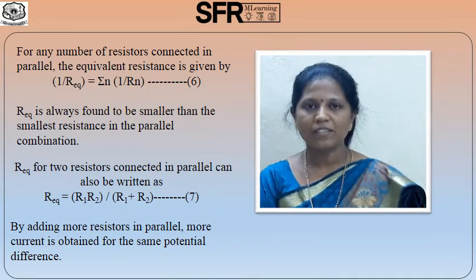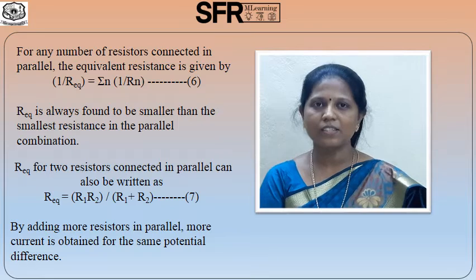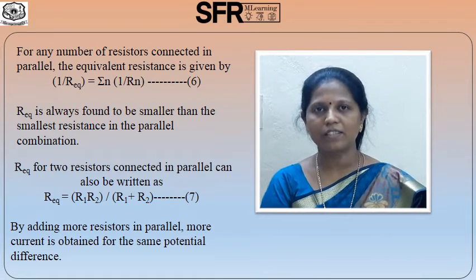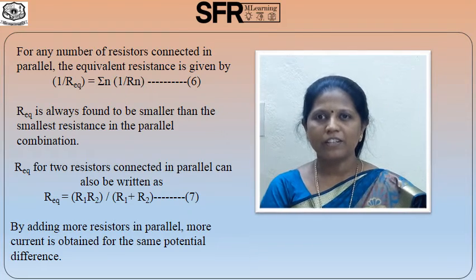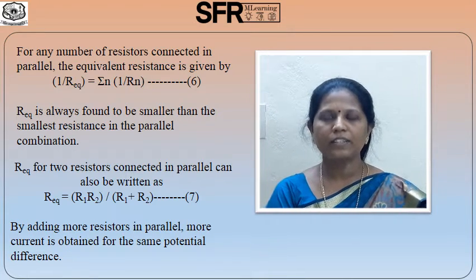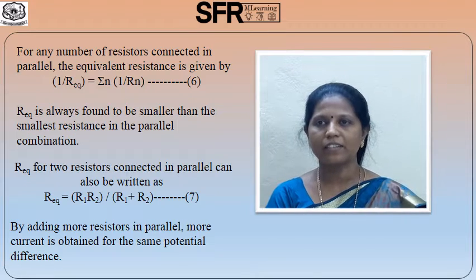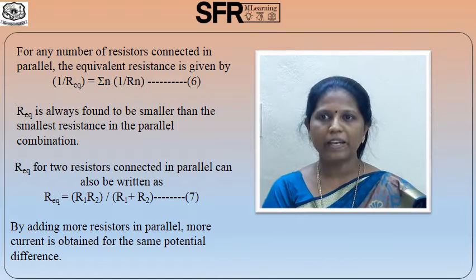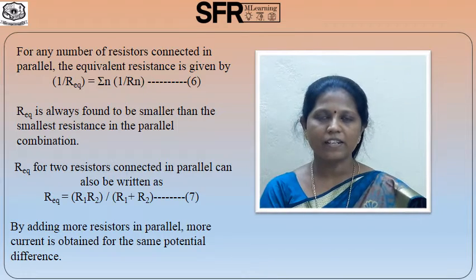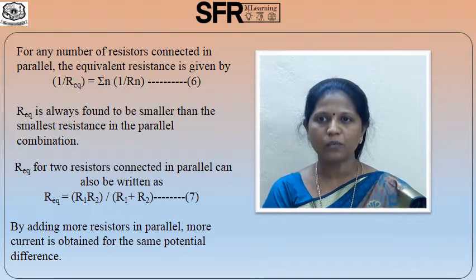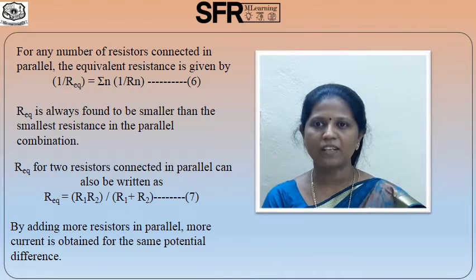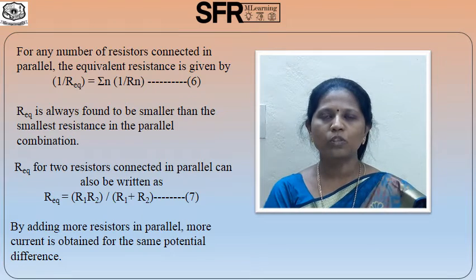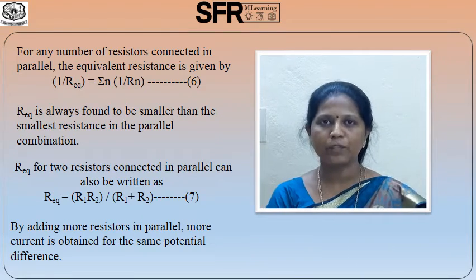For any number of resistors connected in parallel, the equivalent resistance is given by the reciprocal of the sum of the reciprocals of the resistances connected in the circuit. Req is always found to be smaller than the smallest resistance connected in the parallel combination. So Req for two resistors connected in parallel can also be written as Req equal to R1 R2 divided by R1 plus R2. By adding more resistors in parallel combination, more current is obtained for the same potential difference.